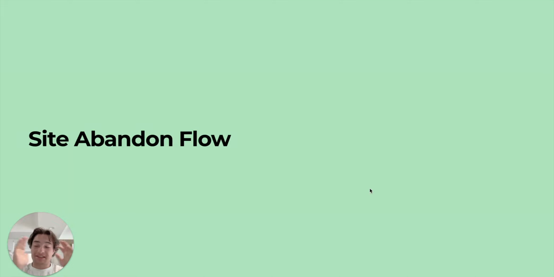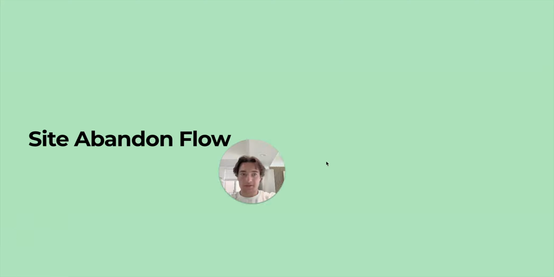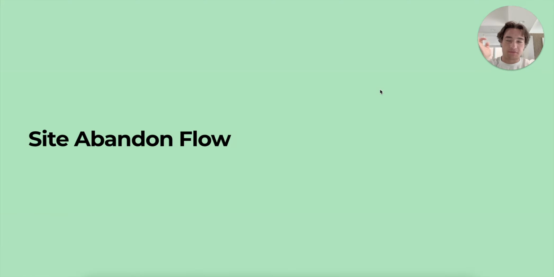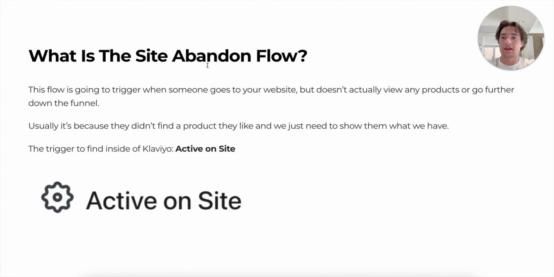Alrighty, so now we have the site abandon flow. So let's get into this and make sure that for setup and all the triggers and filters and everything, you're checking out the documentation that we give you. But the site abandon flow, what is this?